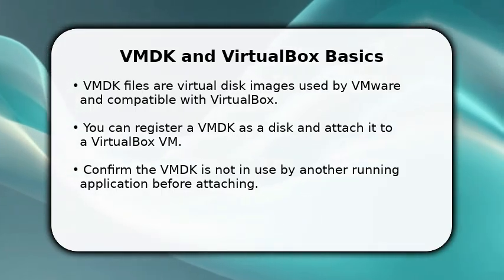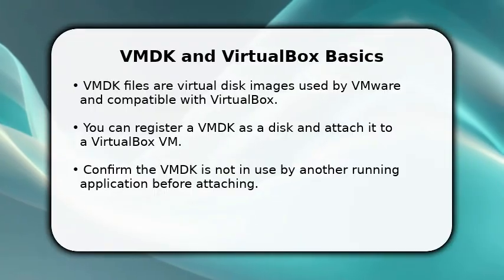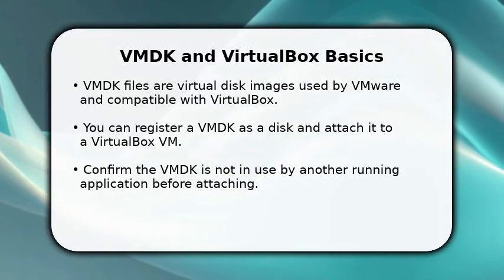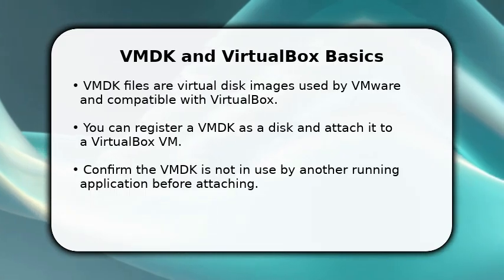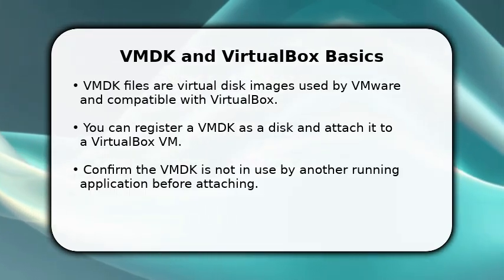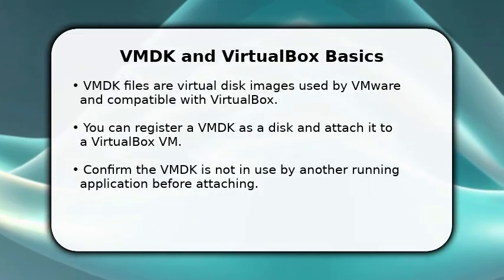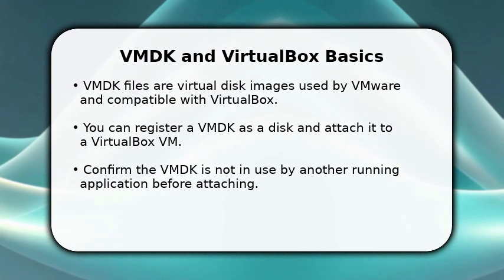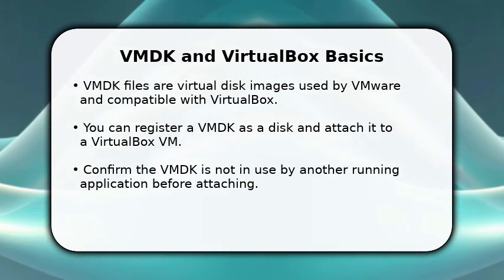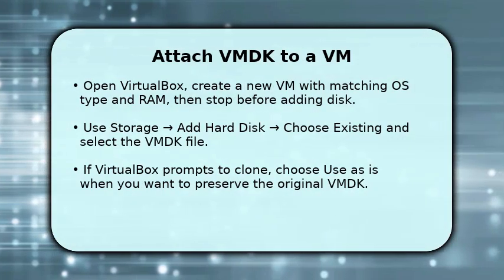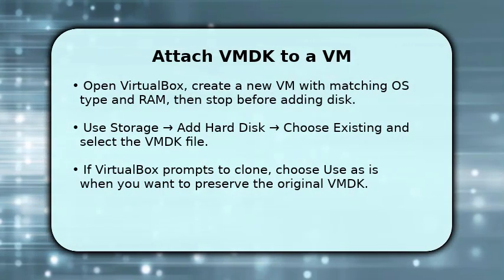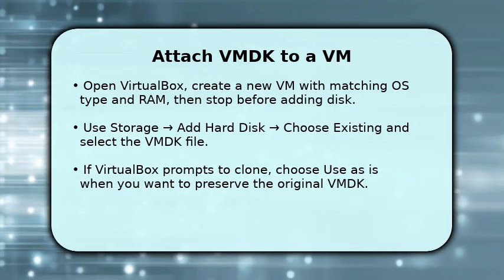You can register a VMDK as a disk and attach it to a VirtualBox VM, but first create or choose a VM whose OS type matches the guest. Confirm the VMDK is not in use by another running application before attaching, because concurrent access can corrupt the virtual disk. Open VirtualBox, create a new VM with matching OS type and RAM, then stop before adding disk.